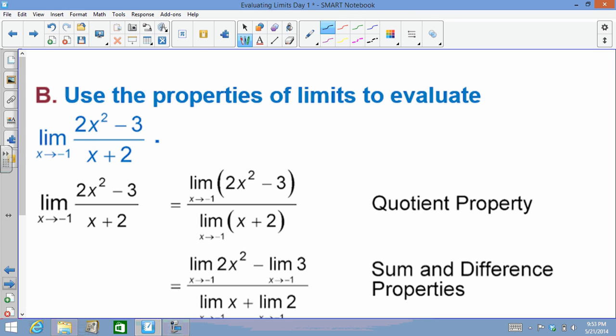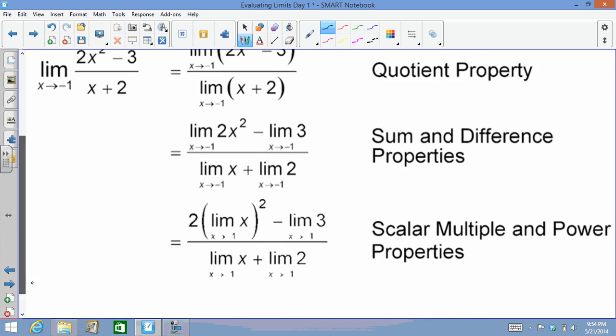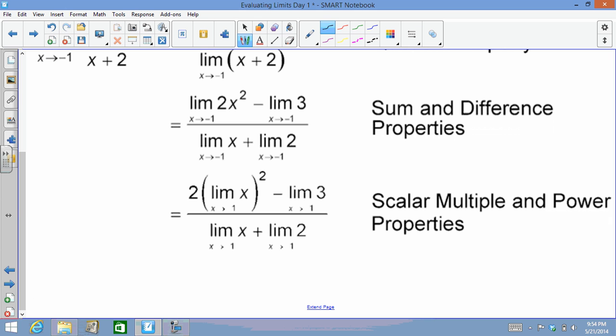So here's another problem. This time I take the limit as x approaches -1 of 2x squared minus 3 over x plus 2. So the property says that I can break it up and take the limit of the numerator over the limit of the denominator. And then I can break it up some more and just take the limit of each individual piece, which gives me the same thing I have here.